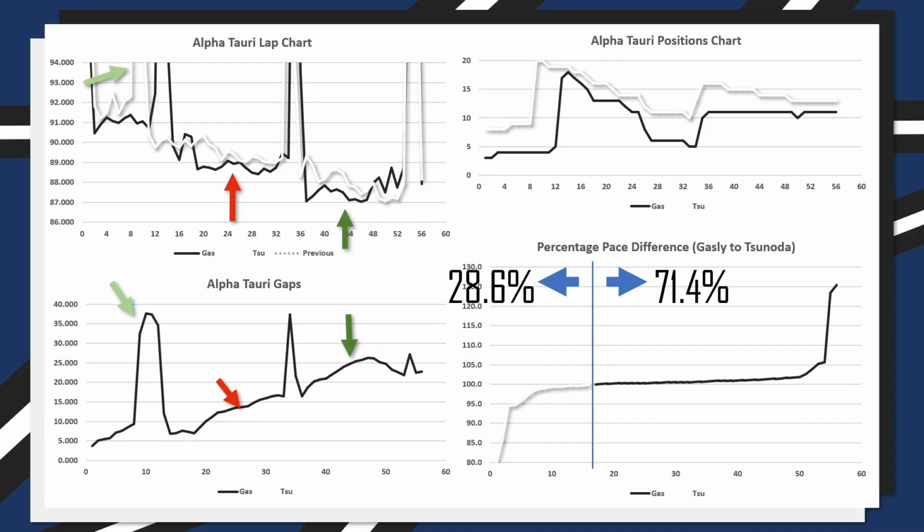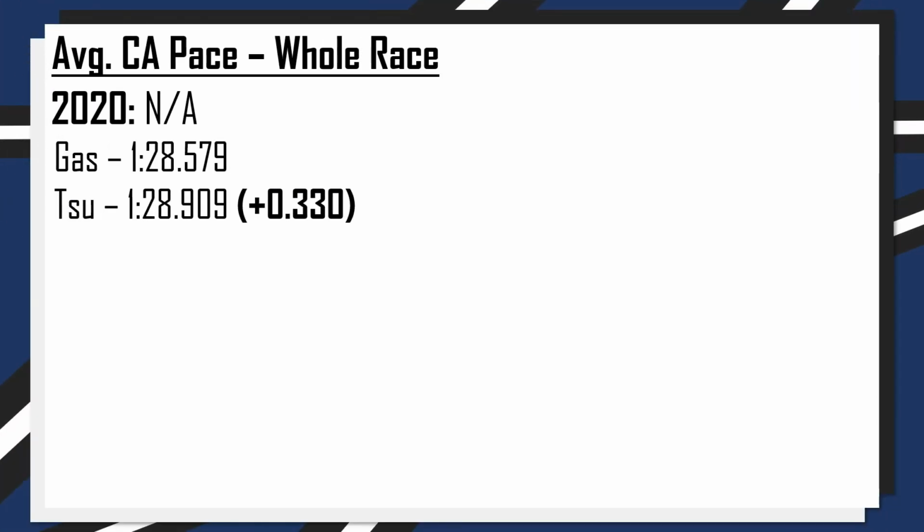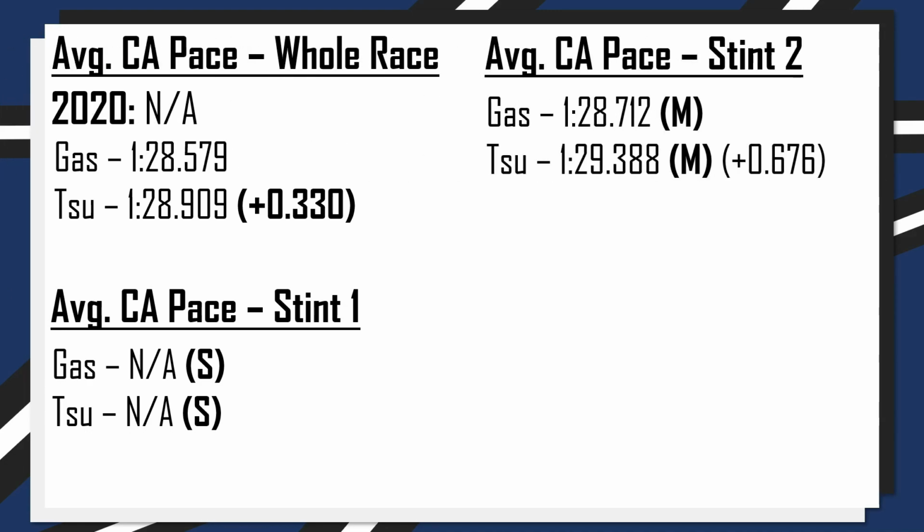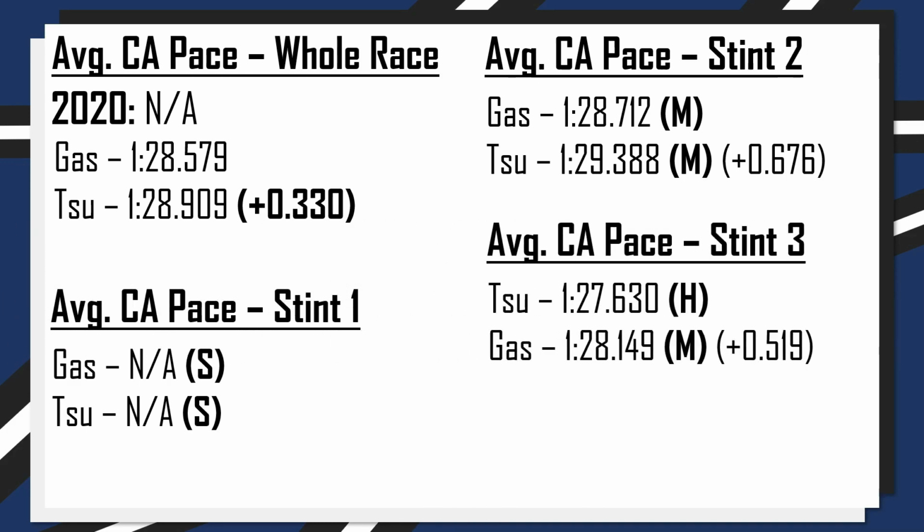But taking a look at the two drivers' performance overall, there was a 3.5 difference between them across the entire race distance in clean air in Gasly's favour. In stint number 1, neither driver set a clean air lap on the softs. Stint number 2, there was a 6.5 difference on the mediums, and stint 3, there was a 5 difference with Tsunoda on the hards and Gasly on the mediums.